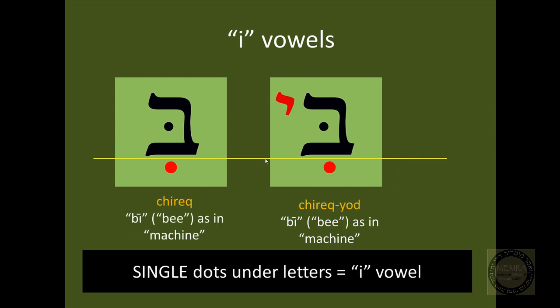Anything under the letter with a single dot is an I-type vowel. And one of them is going to be alone, the chirek, and the pronunciation is E as in machine, and chirek yod, also that long E sound. When you have single dots under letters, it's an I-type vowel.